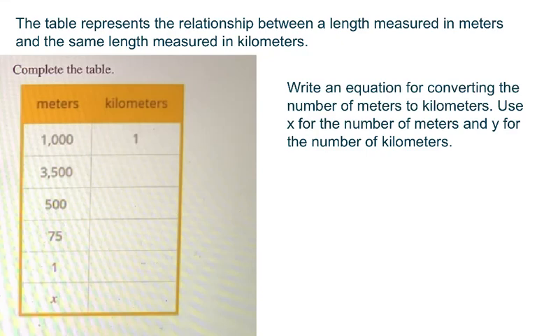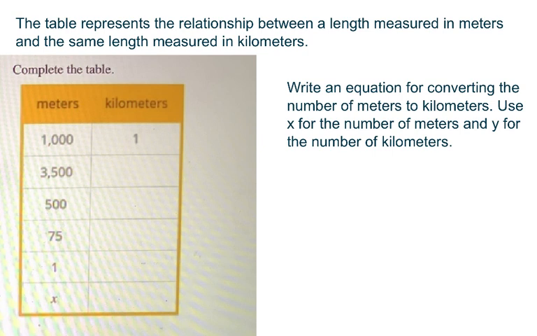The table represents the relationship between a length measured in meters and the same length measured in kilometers. The first step we need to do is to complete the table. And so when I looked at the numbers in the table, I saw that I have 1,000 meters and that it's equivalent to 1 kilometer.